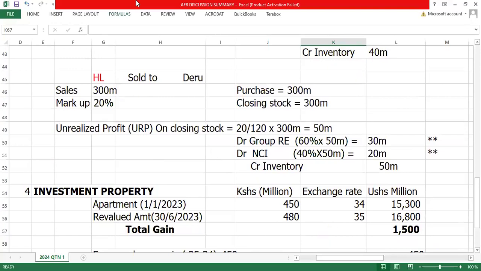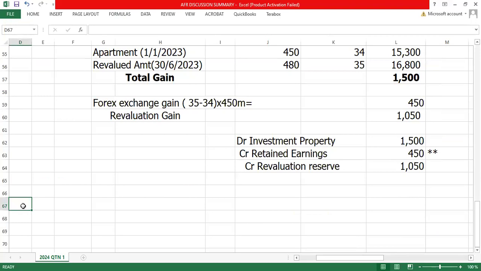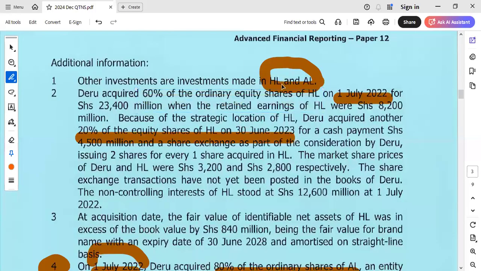Okay. So note number 5. Working number 5. We need now to look at these ones. Let me look at number 2, where you need the goodwill. You need the goodwill, you need NCI, you need retained earnings. So to do that, you have to first come up with a net asset summary to get the goodwill.